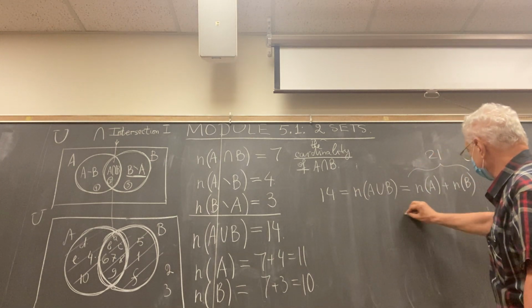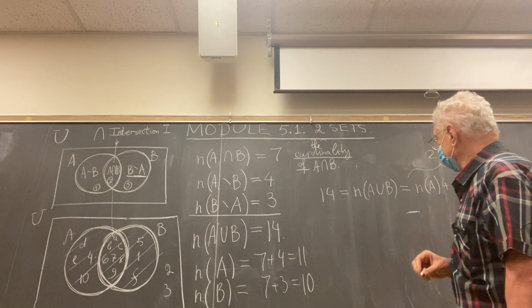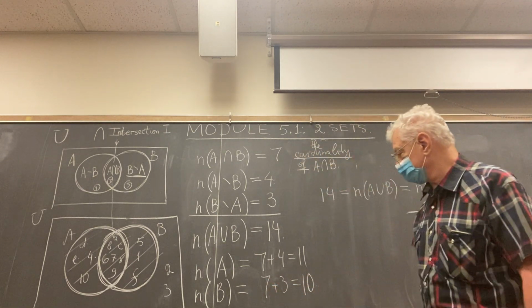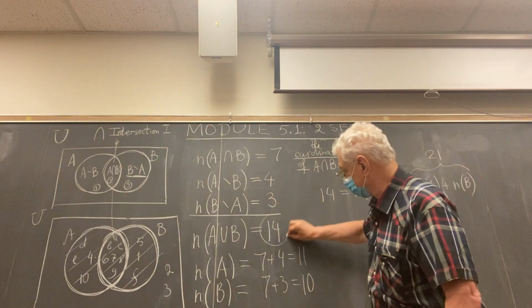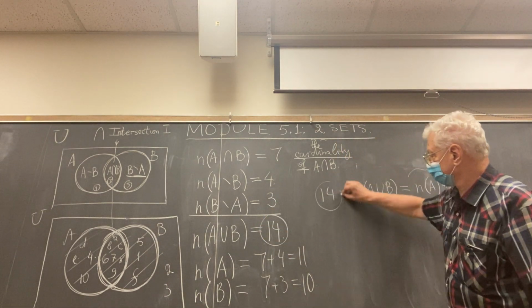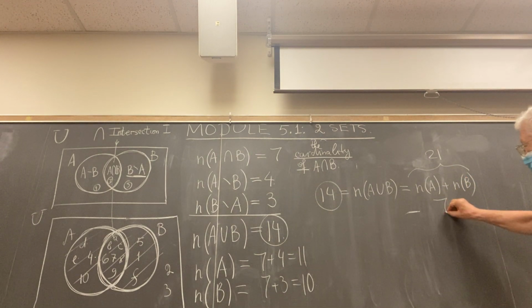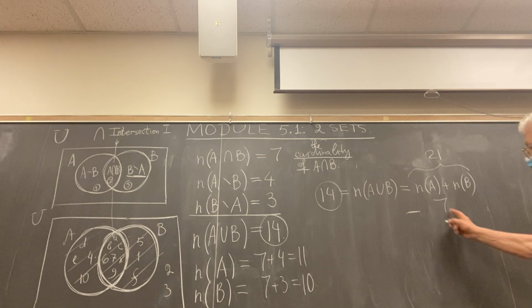So we have to subtract something to get 14. How many elements do we have to subtract to get 14? We have to subtract from 21: 21 minus 7. Yes, 7 plus 14 is 21, right?